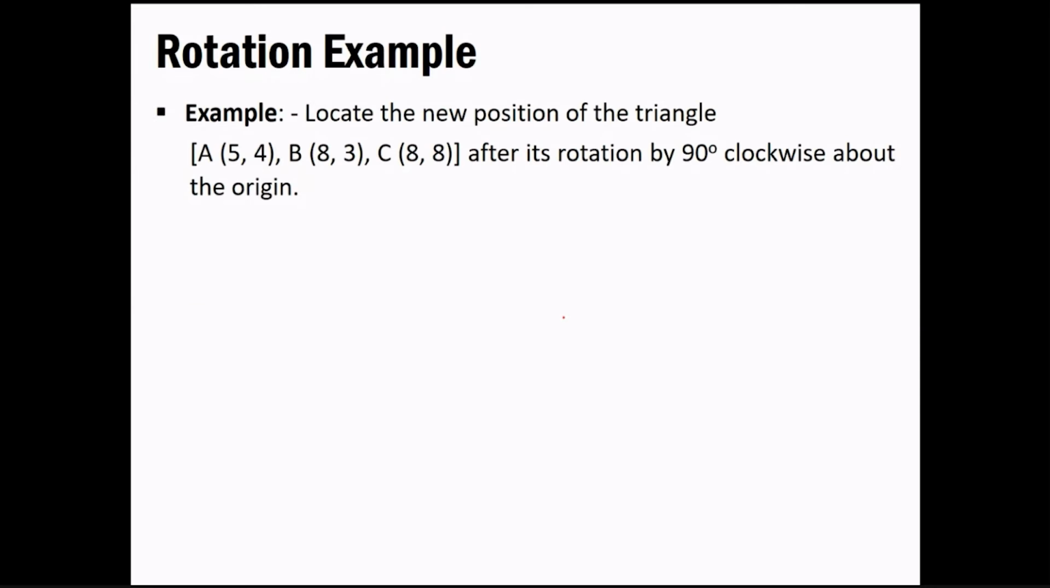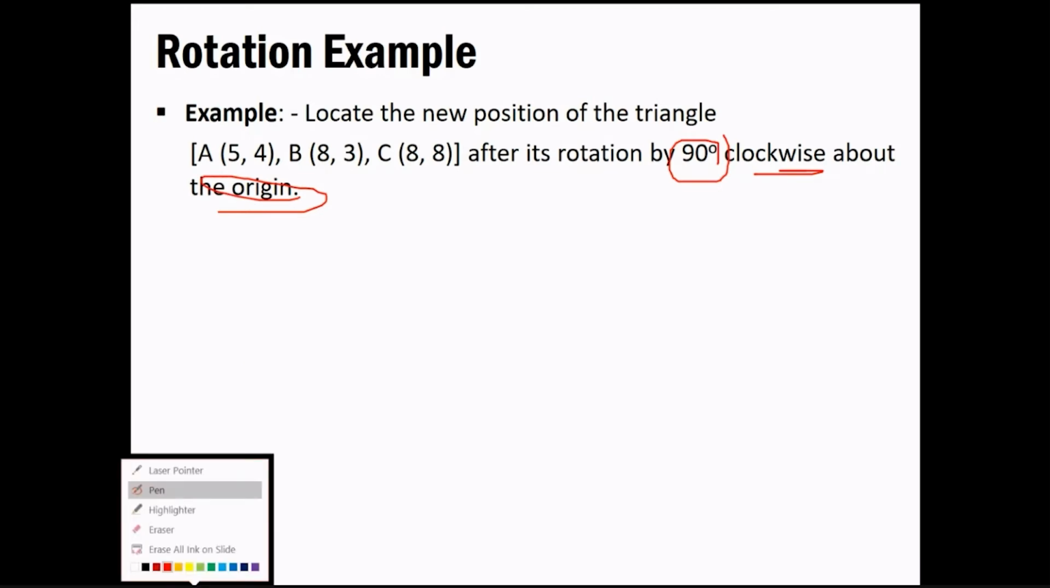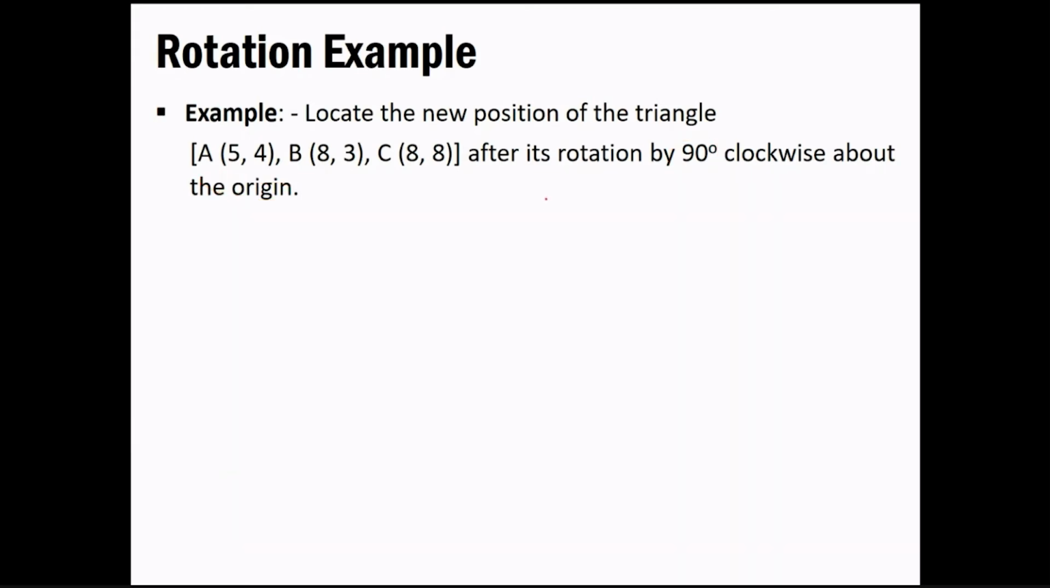Now over here we have the same thing. Look at the new position of the triangle ABC after its rotation by 90° clockwise about the origin. Few things are given to us and we just need to start. Clockwise direction, then you have to consider it as positive or negative, plus or minus, anyone? Negative value, right? So as the rotation is clockwise, we will take theta as minus 90°.